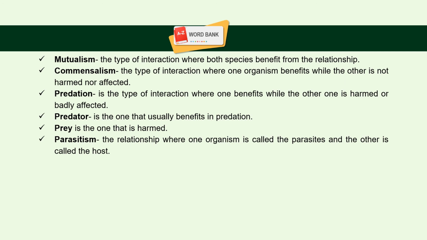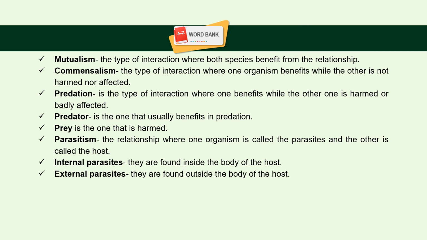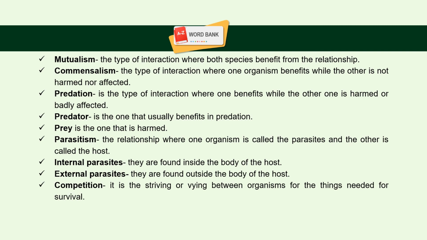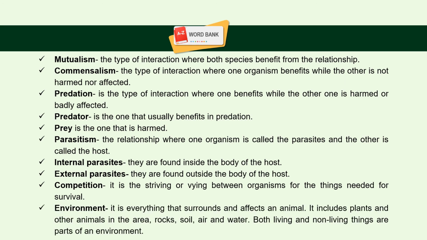Parasitism is a relationship where one organism is called the parasite and the other is called the host. Internal parasites are found inside the body of the host. External parasites are found outside the body of the host. Competition is the striving or vying between organisms for the things needed for survival. Environment is everything that surrounds and affects an animal. It includes plants and other animals in the area, rocks, soil, air, and water. Both living and non-living things are parts of an environment.